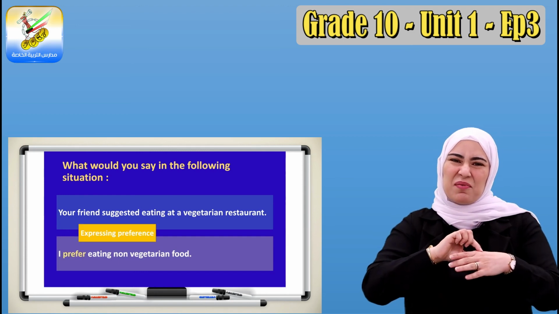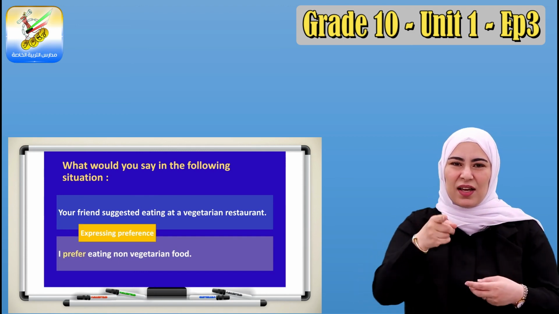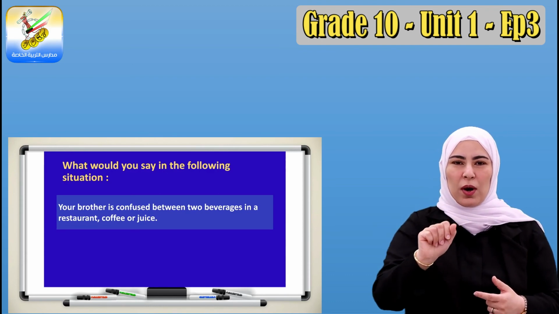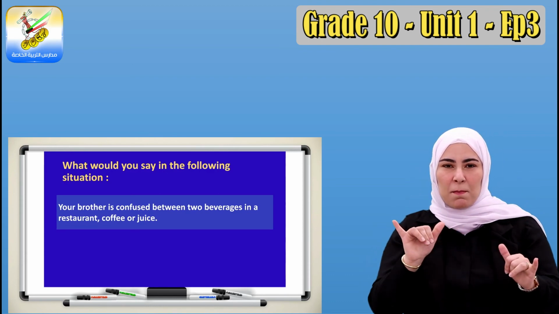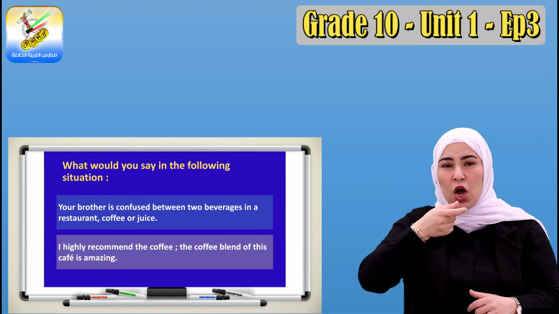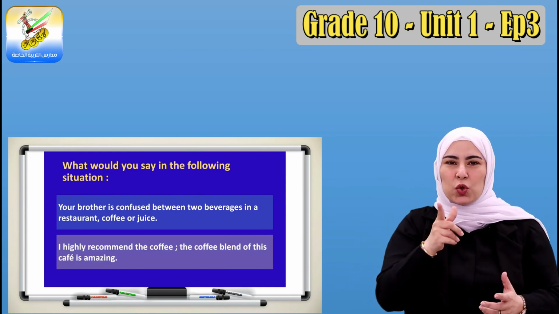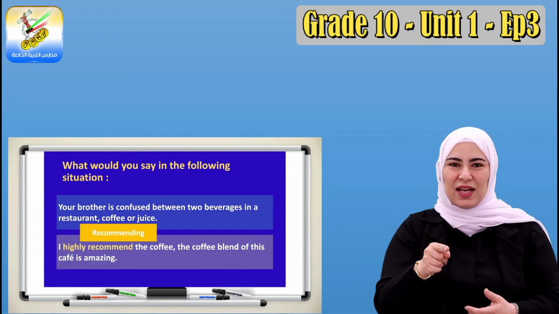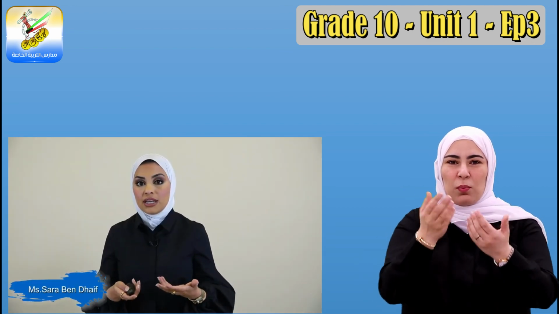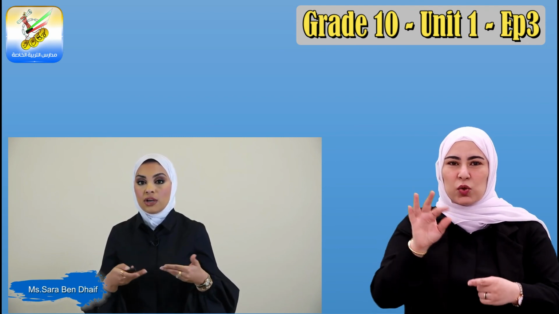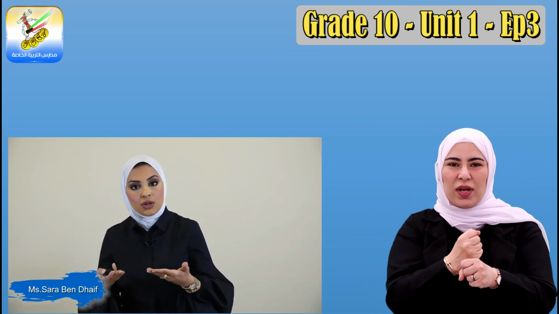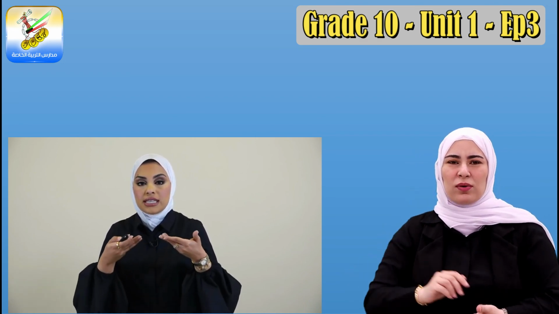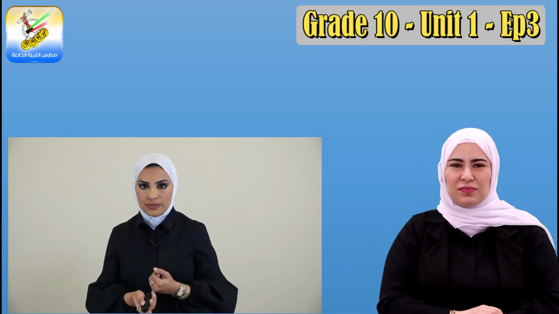Here, you're expressing preference. Or, your brother is confused between two beverages in a restaurant, coffee or juice. What would you say? I highly recommend the coffee. The coffee blend of this cafe is amazing. So here you're basically recommending. Usually in language functions, you will recommend, prefer, or show, or suggest, or advise. So you will say what you would say in that situation.